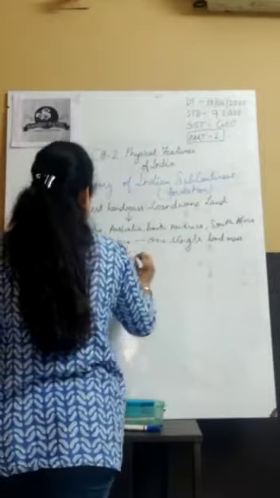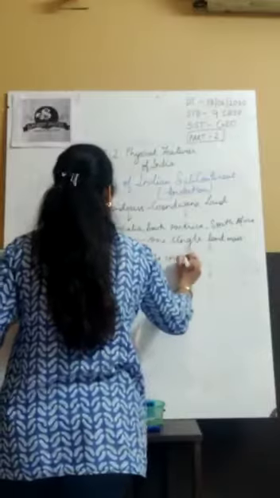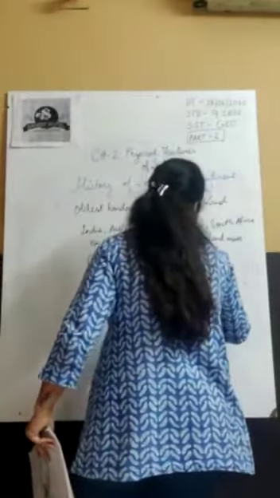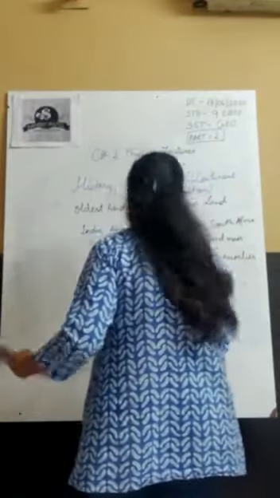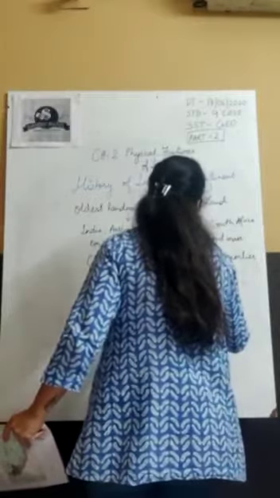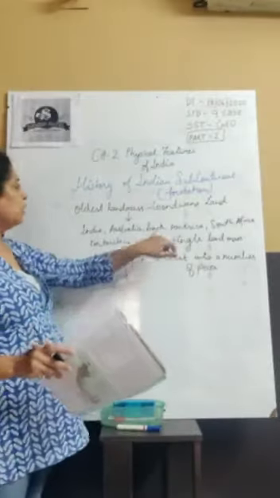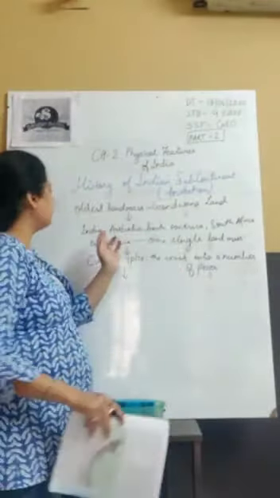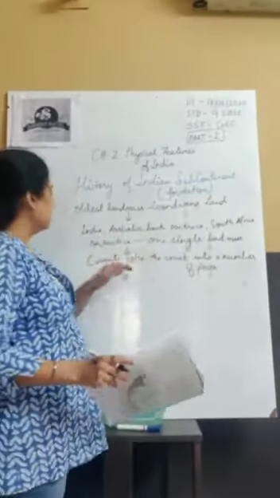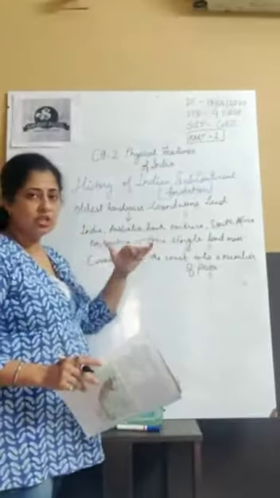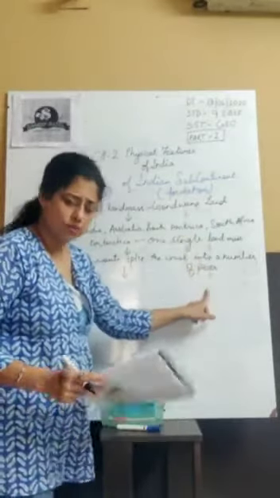Currents split the crust into a number of pieces. So earlier it was combined, a big Gondwana land which includes India, Australia, South America, South Africa, Antarctica as a single landmass. Current splits means the convection currents split this big landmass into a number of small pieces.